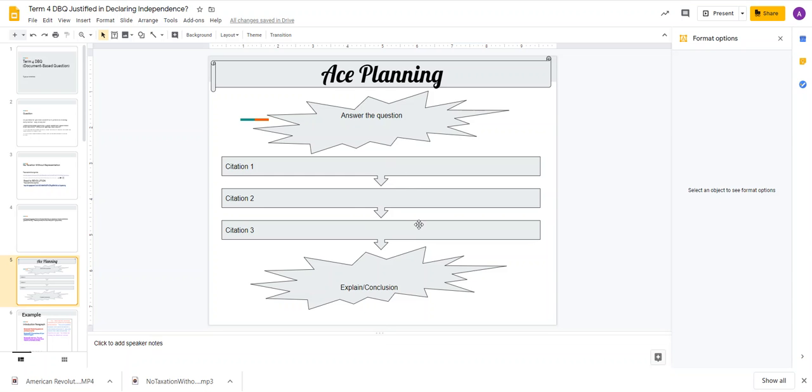And this is a great way for you to organize your thoughts, to find your citations, and have it down so that when you go to write your essay, you don't have to scramble throughout those documents to look for the citations. You've already got them.